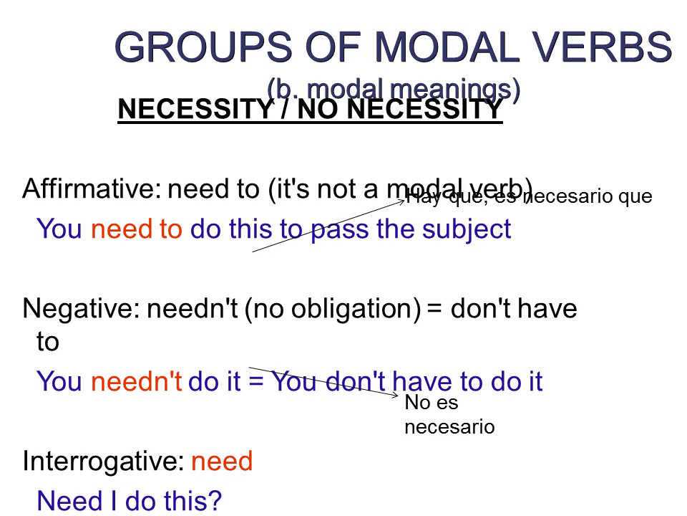Affirmative: need to is not a modal verb. You need to do this to pass the subject. She needs to do this to pass the subject. We add the S, so it's not really a modal. Negative: you needn't do it. He doesn't need to do it. I don't need to do it, or I needn't do it. He needn't do it. And in the interrogative: need I do this? Need you do that?